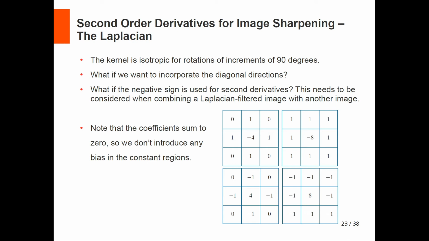But one thing that you should notice is that the coefficients of each one of these kernels sum to 0. The reason for that is we don't want to introduce any bias in the areas of constant intensity. Because if we introduce bias, that means that the Laplacian operator for the area of constant intensity is non-zero, which is not what we intend to have.